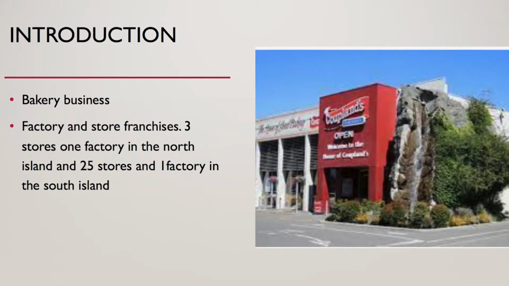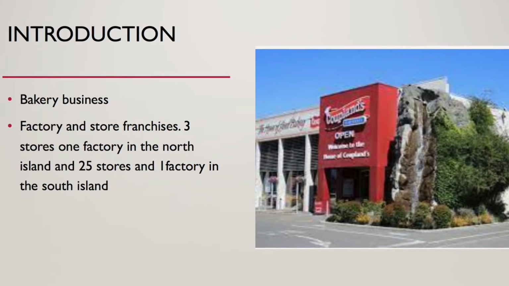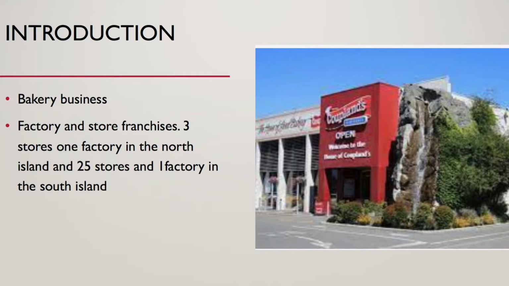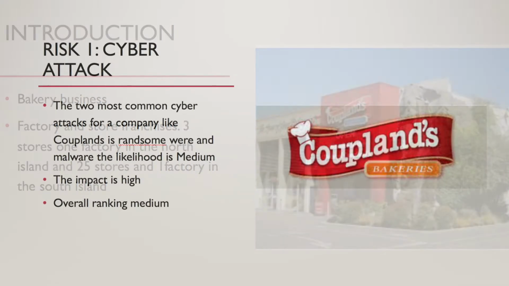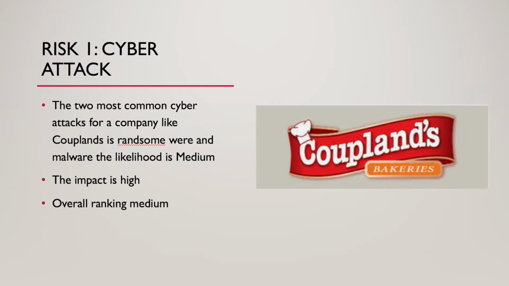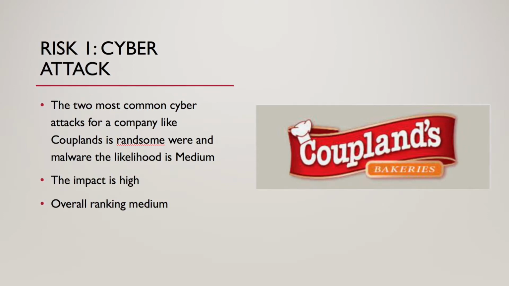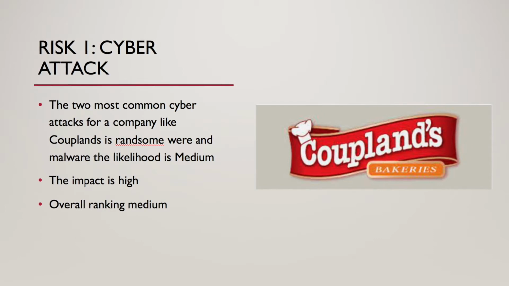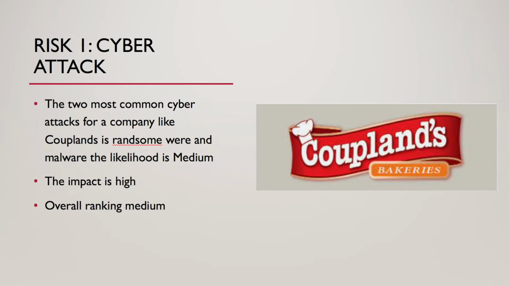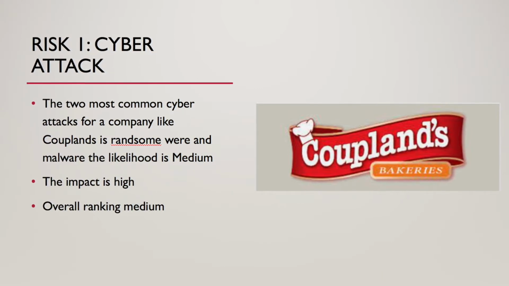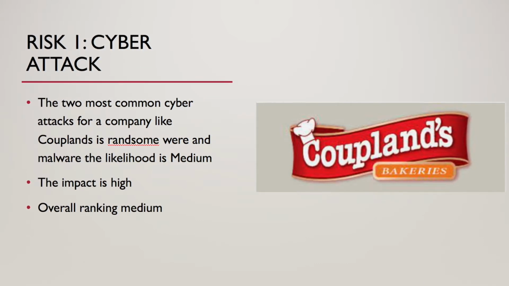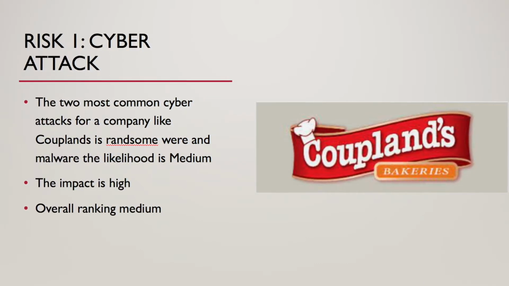The 4 examples I'll be talking about in this video are cyber attack, snow days, stealing in the workplace, and a sick team member. Cyber attacks. The 2 most common cyber attacks for a business like Copeland's would be ransomware, which withholds the information or website from you until the ransom money is paid. The other common cyber attack is malware, which is a bug or virus that is put into your computer system.